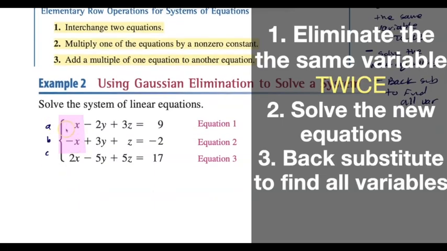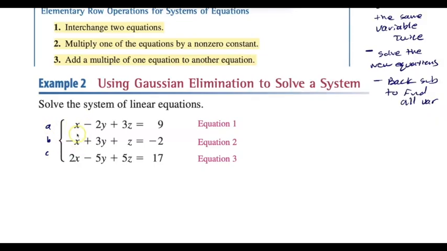Here, they're calling out to us to eliminate the x's. I want to eliminate the x's here. So what we're going to do is this. I'm going to add row a and b because I know when I add them, their x's are going to cancel out.